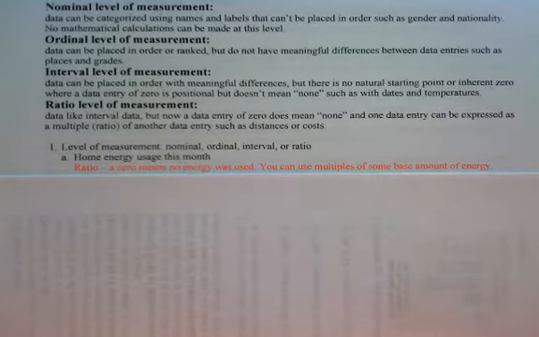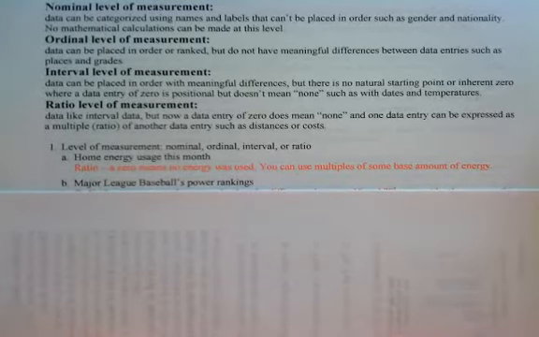Well, that is a ratio. After all, if you had a 0 for your power bill, then that would mean that you didn't use any energy that month. And of course, you can use multiples of some base amount. So this would be a ratio measurement.